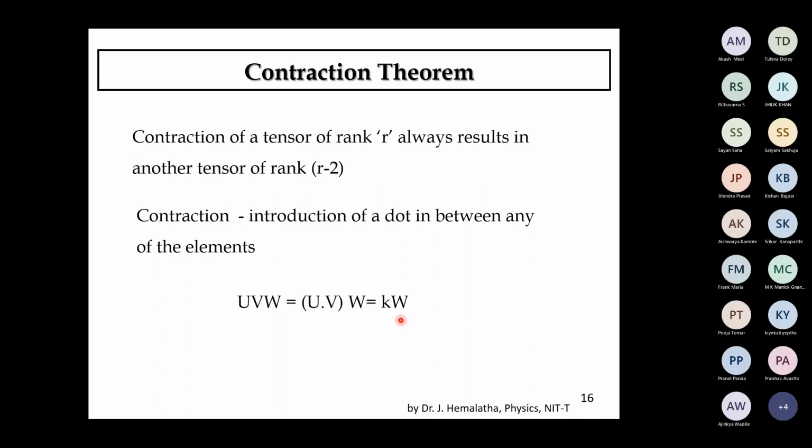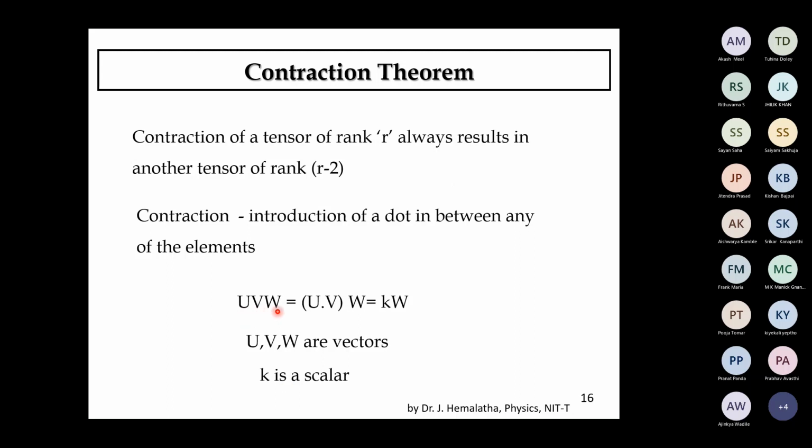Now tell me, what is the rank of this tensor? K is a zero rank tensor. Yeah, scalar has order 0. This one has order 1. So totally it has become a tensor of order 1. Right? So what happened here?